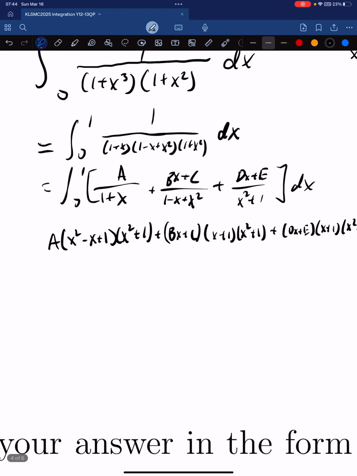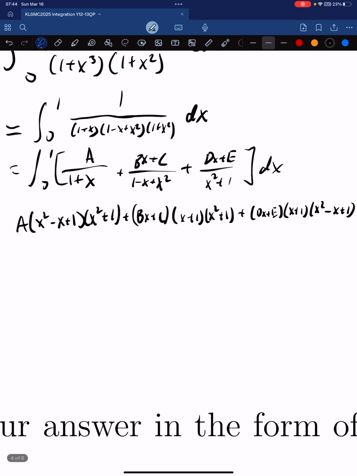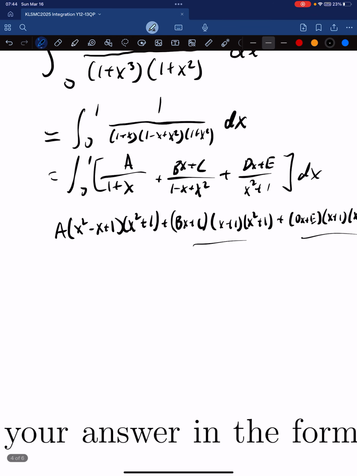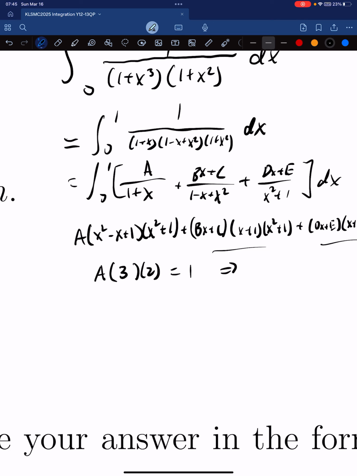A very quick way of finding one constant is to substitute a value for x equals -1. So these two terms cancel out, and we are only left with a times, because we're substituting x equals -1, 1 plus 1... so it's 3 times 2 equals 1. So we know that a must be 1 over 6. That's a very trivial way of finding a.